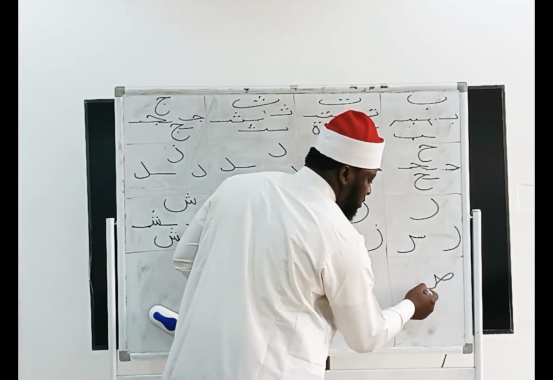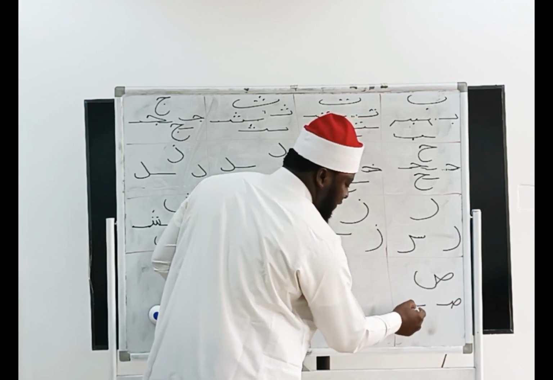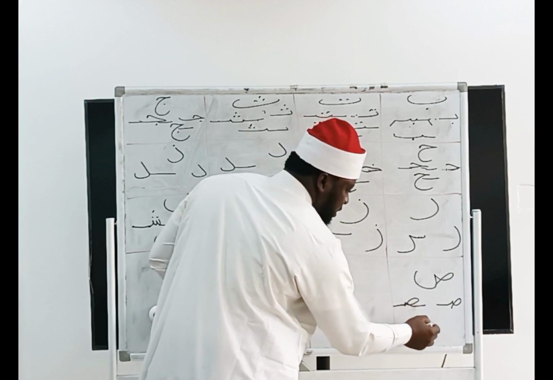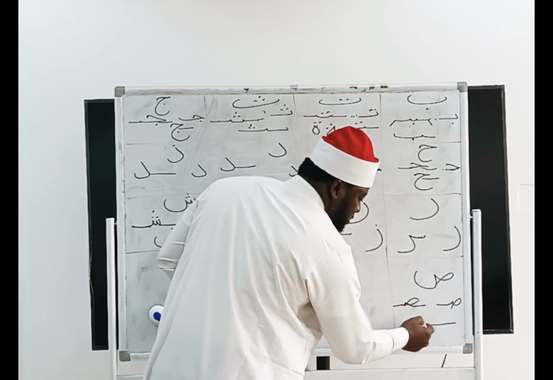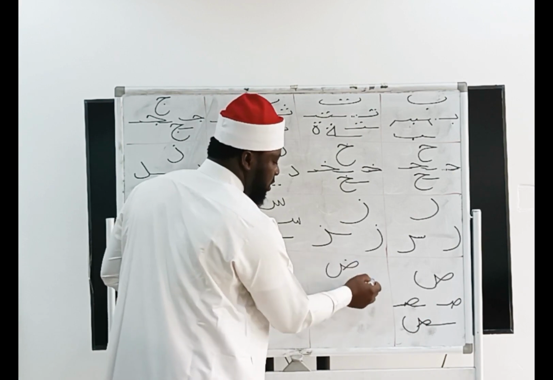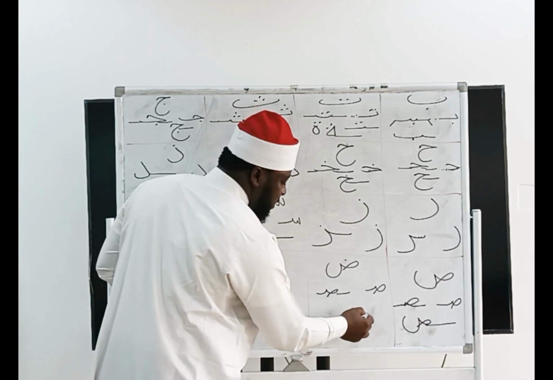Sad, like this: at the beginning it joins with an alphabet; at the middle, an alphabet comes, then the sad joins together; then at the end, an alphabet comes, then the sad. The same thing with dad, like this, at the middle, at the end.